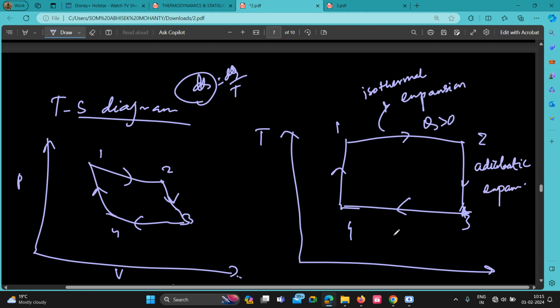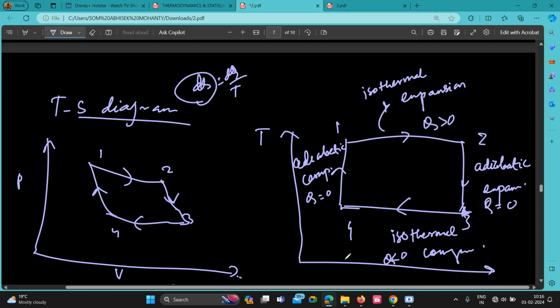Okay, this one is isothermal, the opposite: isothermal compression. Compression, Q less than 0. Here, adiabatic compression. Okay, here Q is 0. Why is Q 0? See here, S is constant, isn't it? So if S is constant, dS is 0, so dQ is 0, isn't it? Right, yeah.